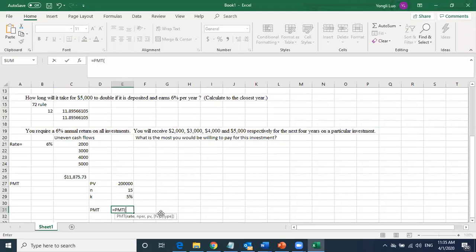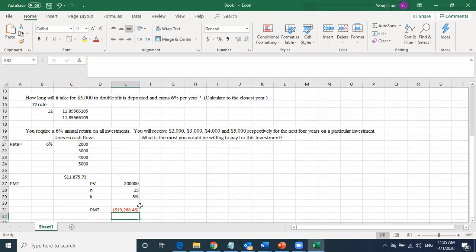So PMT, you have the rate, the number of time periods, and then your present value, and then your future value, which is what you pay off. So that's how much money you have to pay every year. So it's giving you the payment. So there's another function we used called payment.